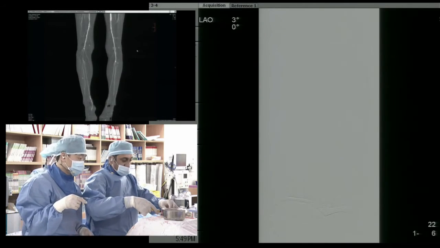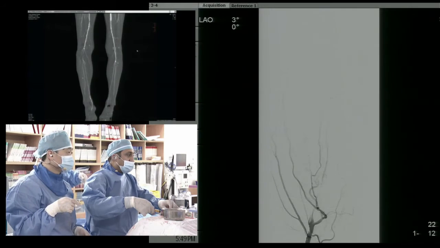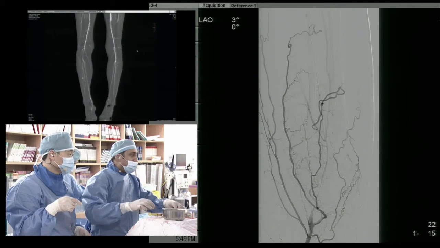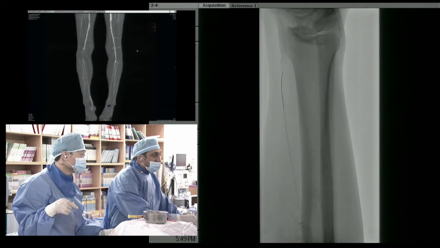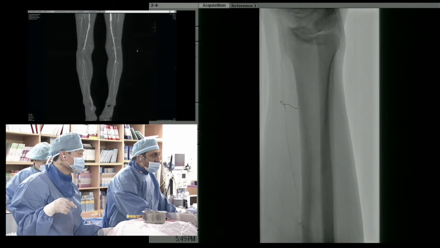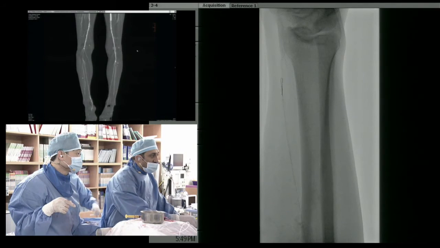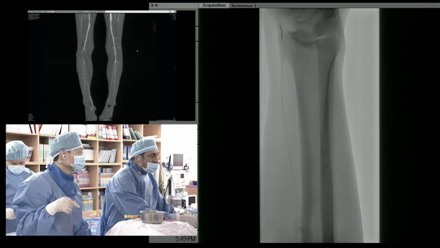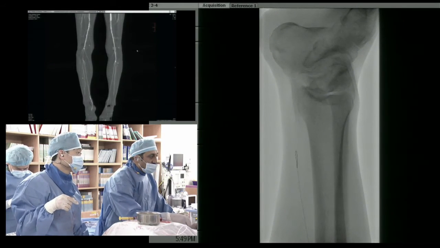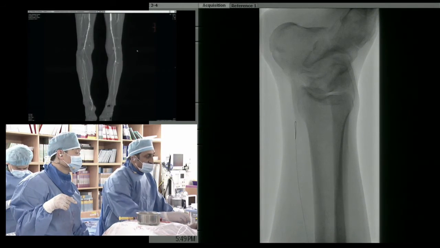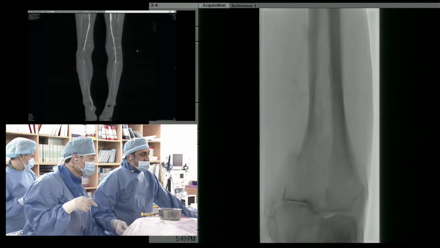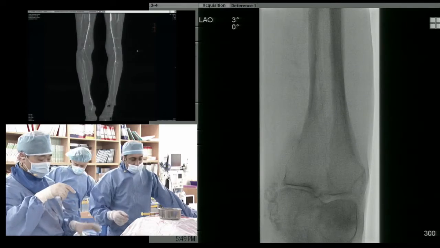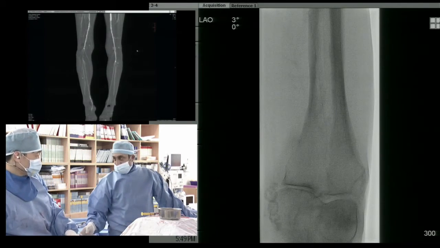That doesn't look too good. Balloon size is 2.0. No, the 2.0, yeah. So the wire looks... the 2.0 is a little bit smaller. The wire is definitely in true lumen here. Let's see. Now, let me get that CXI again, please. I'm going to try to put it a little more proximally.